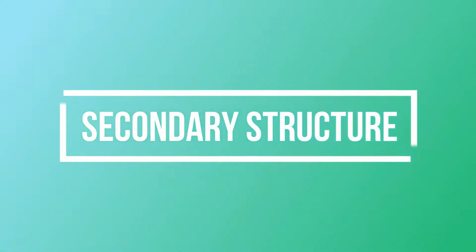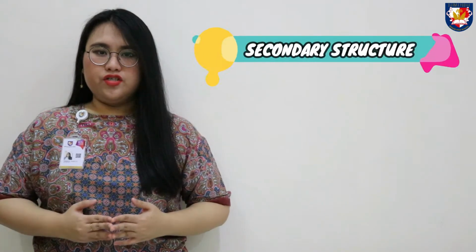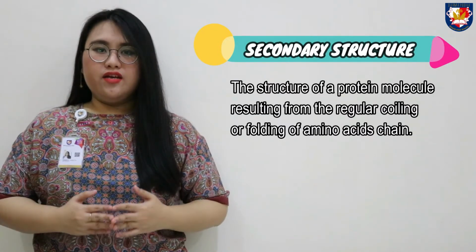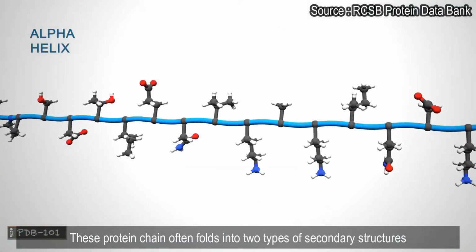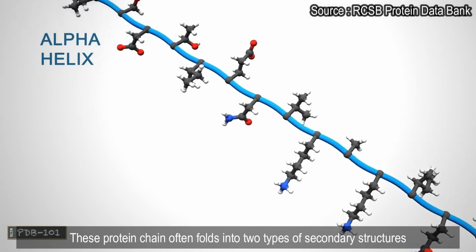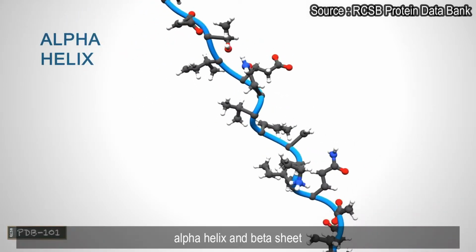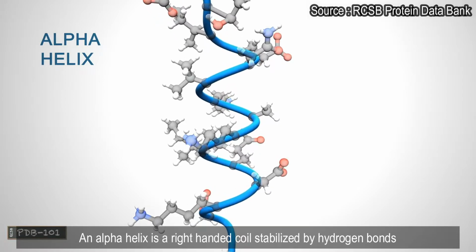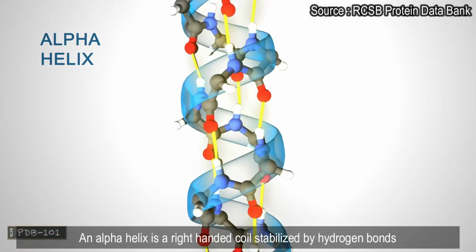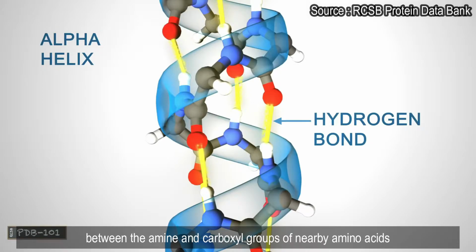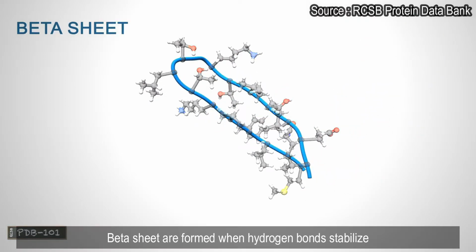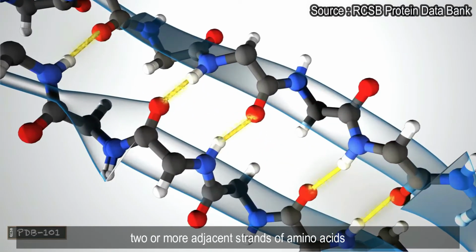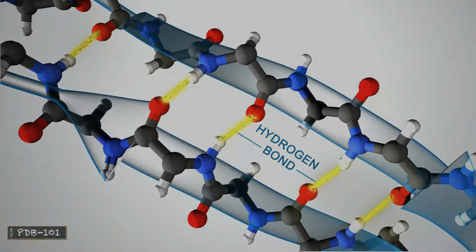Next, secondary structure. Secondary structure is the structure of a protein molecule resulting from the regular coupling or folding of the chain of amino acids. This protein chain often falls into two types of secondary structures, alpha helix and beta sheet. An alpha helix is a right-handed coil stabilized by hydrogen bonds between the amine and carboxyl groups of nearby amino acids. Beta sheets are formed when hydrogen bonds stabilize two or more adjacent strands of amino acids.